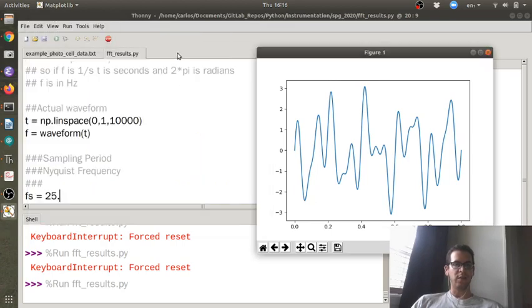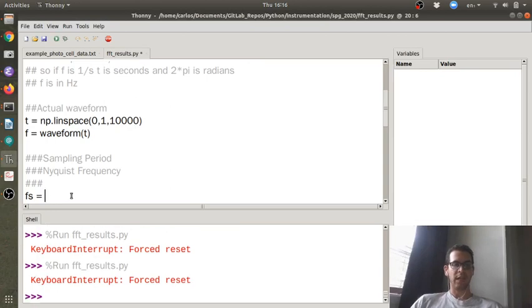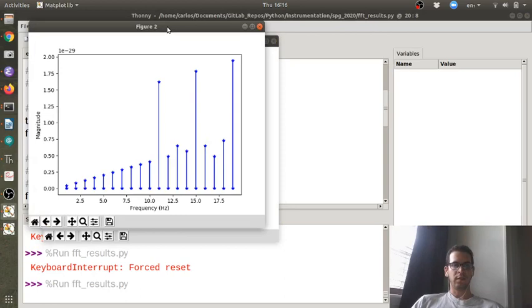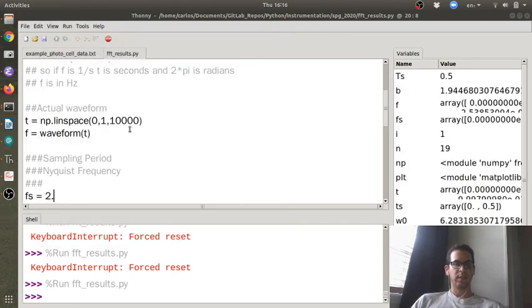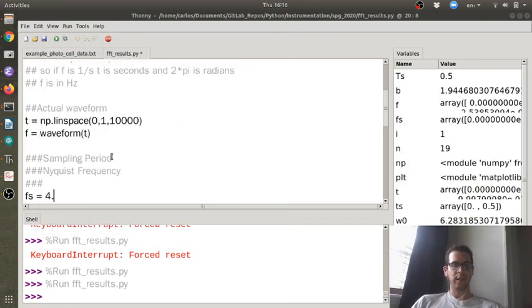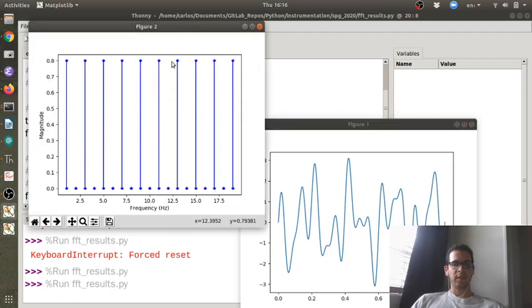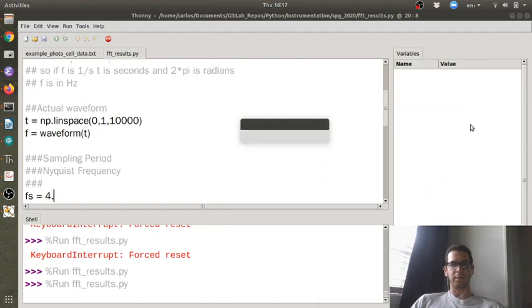If I go even lower. My lowest frequency was 4 hertz. Let's see what happens if I sample at 2 hertz, right? Yeah, I didn't even grab anything. This is 1E29, so I didn't even grab it correctly. So let's try 4 hertz now. Let's see if we can at least grab that first fundamental frequency. And I'm just completely screwing this up here because I'm not sampling fast enough.